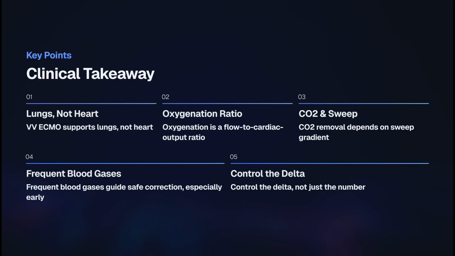Before we move forward, lock this in. VV ECMO replaces lung function, not heart function. Oxygenation is a flow to cardiac output ratio. Sweep controls carbon dioxide through a pressure gradient. Blood gases are your compass. Everything else builds on that.